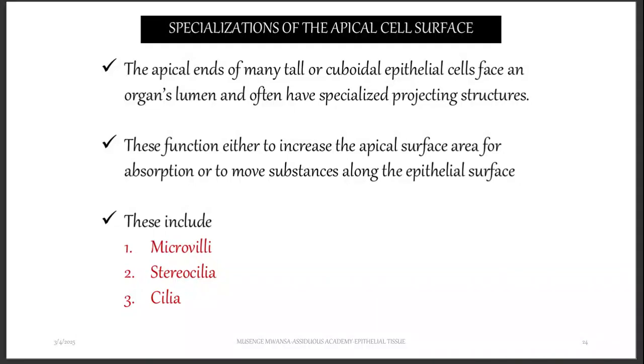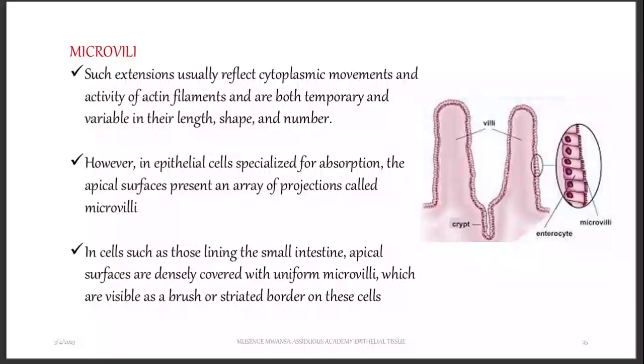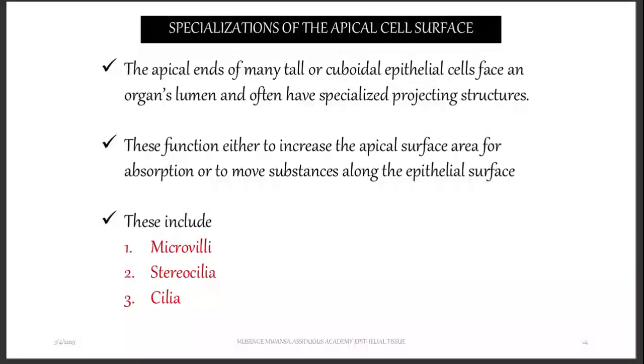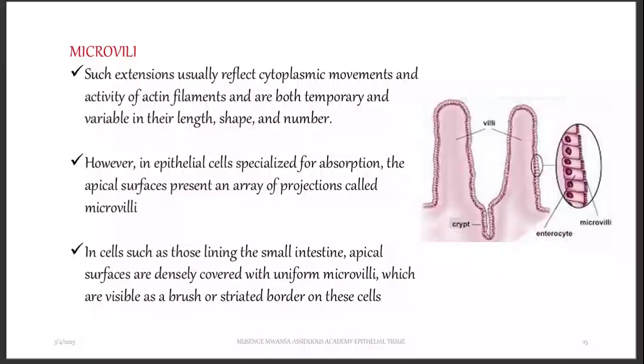Epithelium, you've got some specializations on top. For example, you have got microvilli, you have got stereocilia, and for some of them you have got cilia. And this specialization just depends on the function of that epithelium. For example, microvilli are there on those epithelial tissues that are going to be involved in absorption, because microvilli increase the surface area.